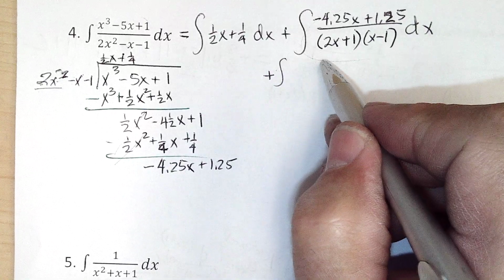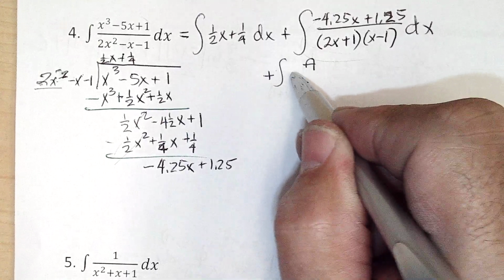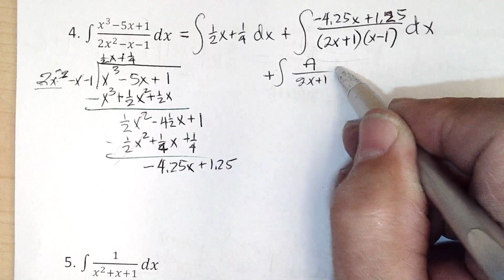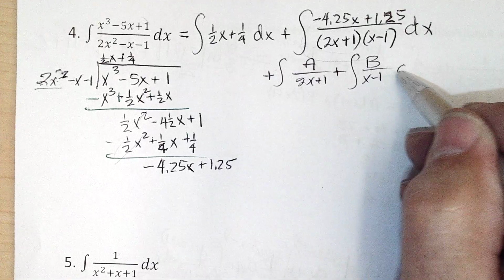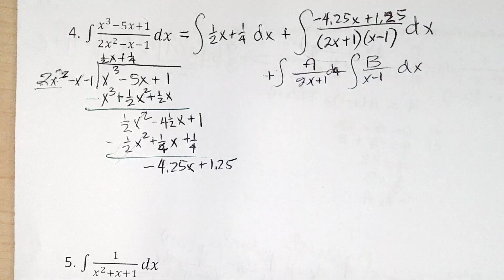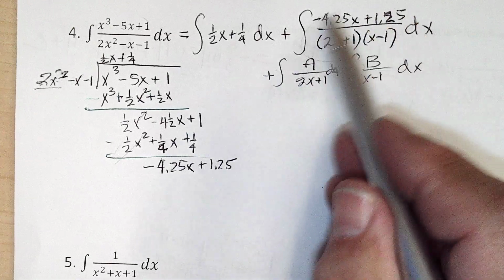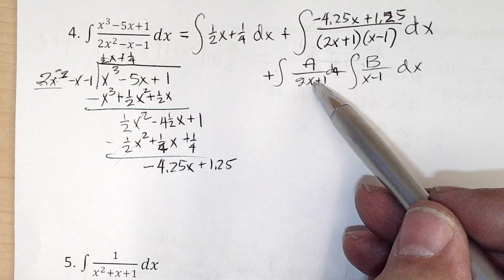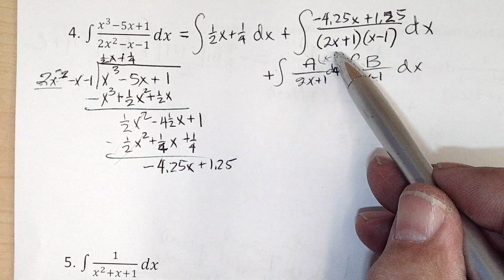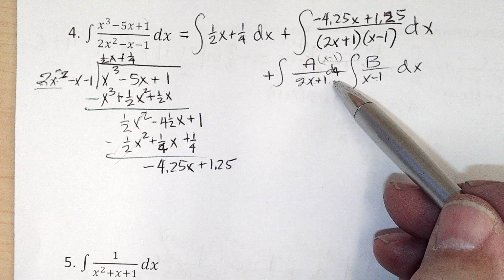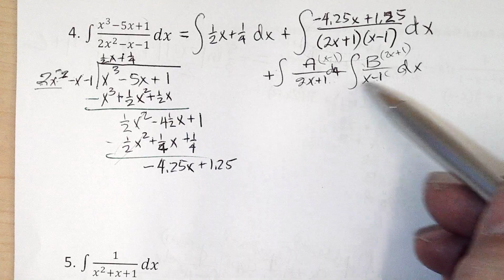So I'm going to have, that's a linear factor, there's none squared, so I'm just going to have a over 2x plus 1 plus integral of b over x minus 1, and both of these with dx's. I got to figure out the a and b so that if I add these two fractions, I get this in the numerator. To add fractions, I need common denominator, so this one would have to be times an x minus 1, and on numerator and denominator, and this one have to be multiplied by 2x plus 1 in the numerator and denominator.